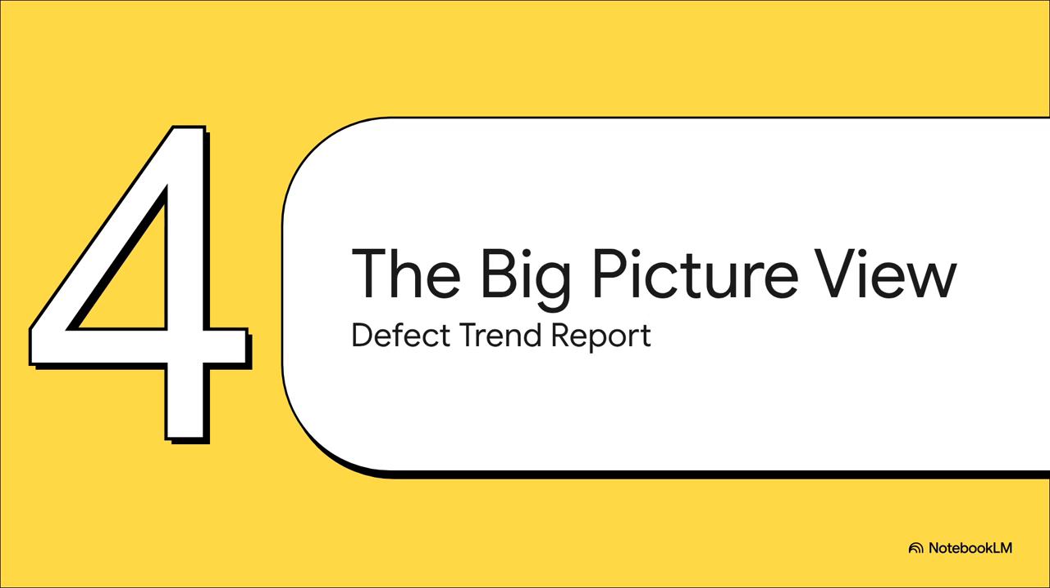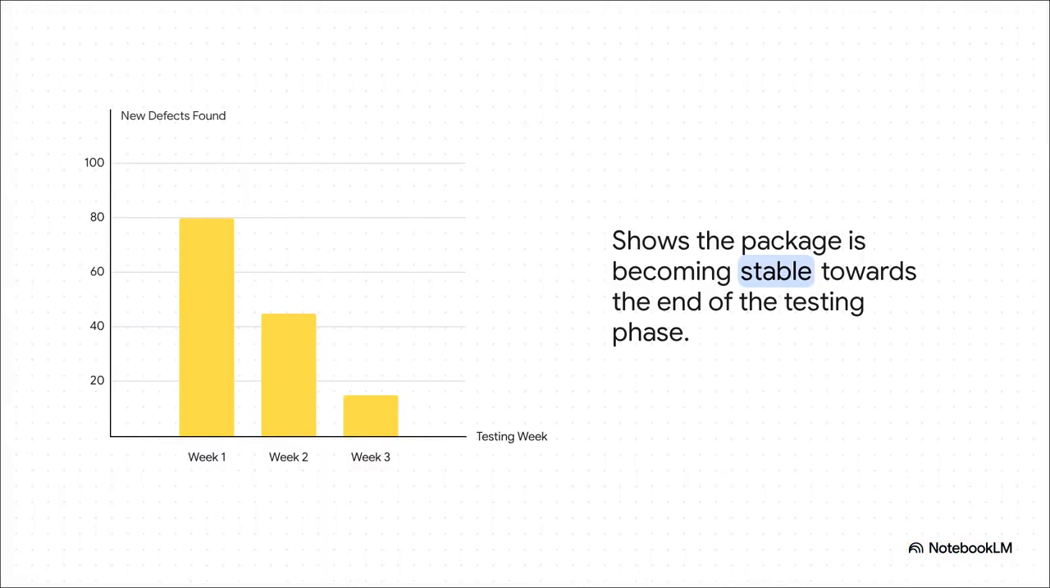Well, because when you zoom out and look at all this data together, it tells a story. It lets managers see the overall health of the entire project. And the tool they use for this is called a defect trend report. So, have a look at this. This is what you want to see. This is a healthy project.